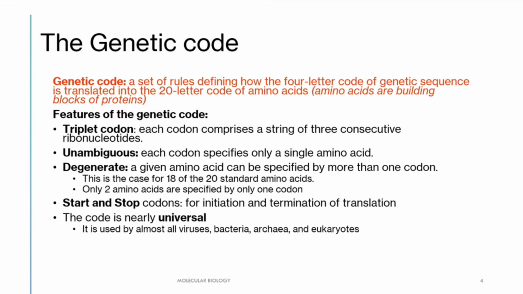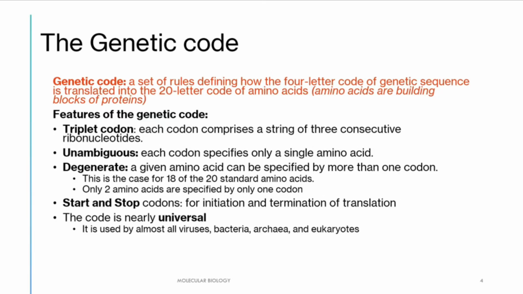The genetic code is also unambiguous. Every codon specifies only a single amino acid. So the codon GCG, for example, can only define one amino acid.